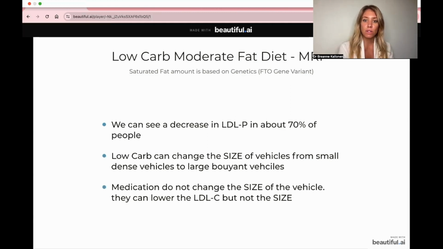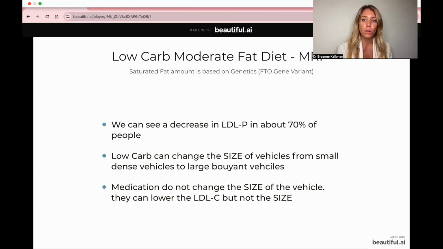There are some individuals that have a problem processing saturated fats. That is involved with the FTO gene variant. So in my practice, what I do is I'm very cautious with saturated fats. I'm not saying you can't have them, but for the vast majority of my patients with LDL cholesterol, we're not eliminating them, but we're being mindful of them. We can decrease the LDL particle size in about 70% of individuals. So I think this is a really great opportunity.